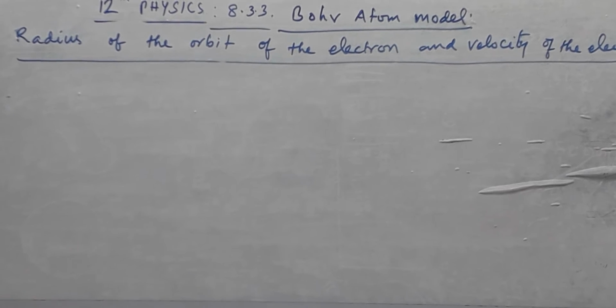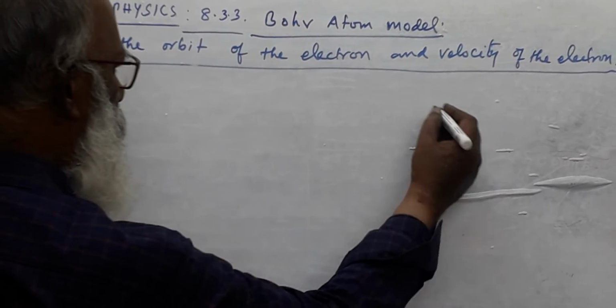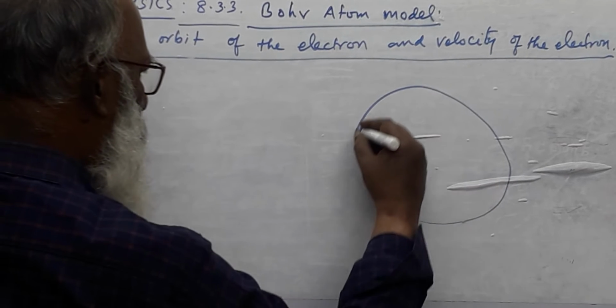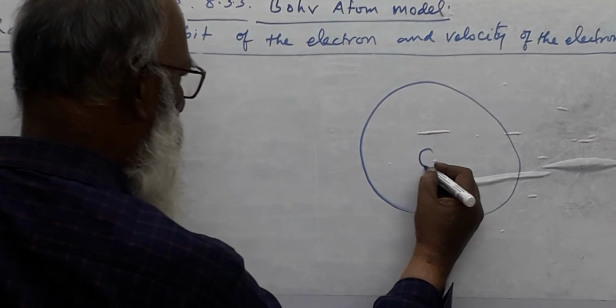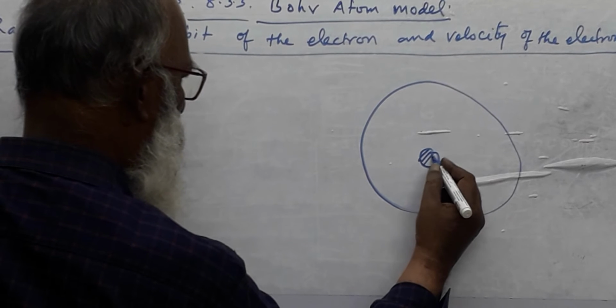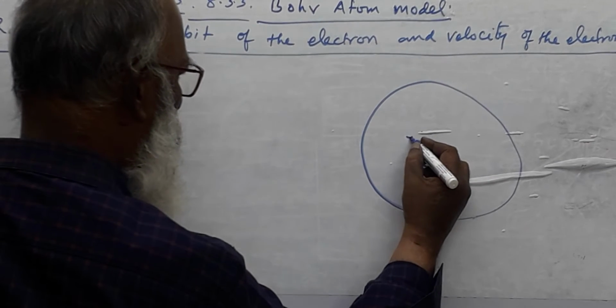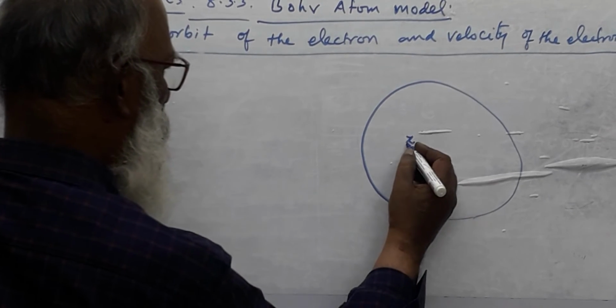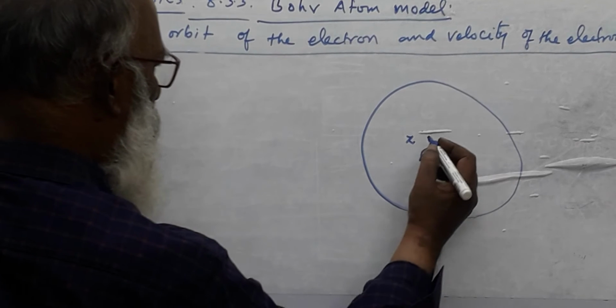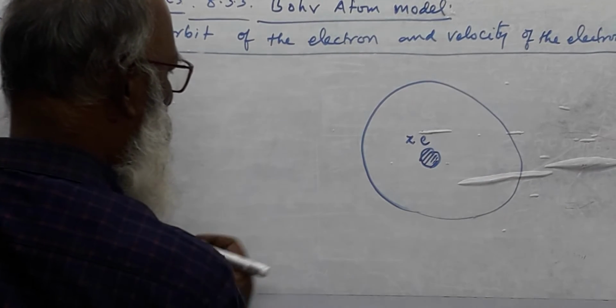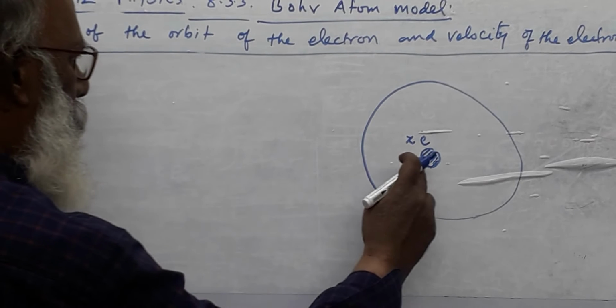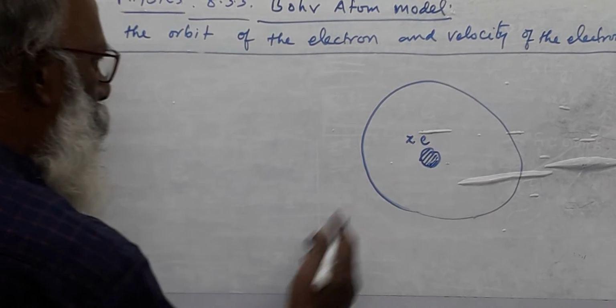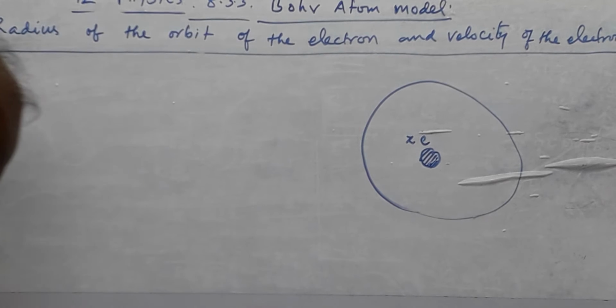For that we have to assume an atom. The center is considered to be a nucleus of Z protons. The atomic number is considered to be Z, and the charge of the proton is said to be e. This nucleus is considered to be at rest, at a stationary position.